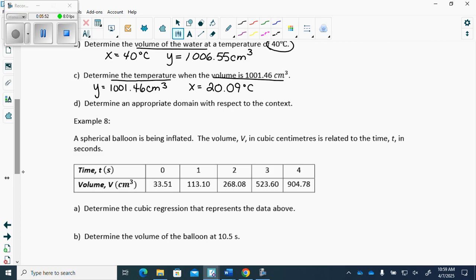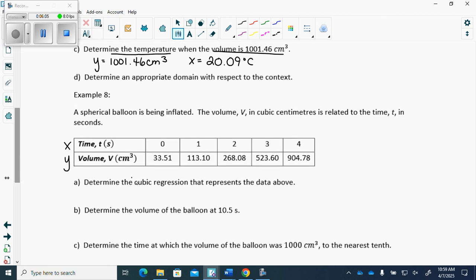So here we have a spherical balloon is being inflated, the volume V in cubic centimeters is related to the time T in seconds. Time is X, volume is Y. Type it in and get a cubic regression. The R squared for the cubic here is 1, so 100% of the data fits it. Go to your y equals and move it into your y equals. And change your window.